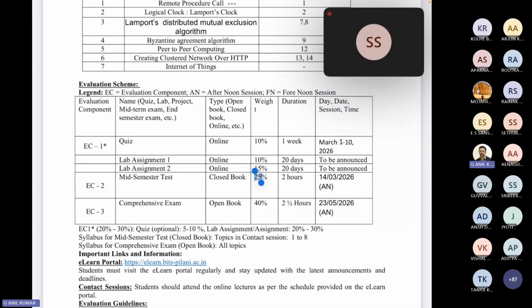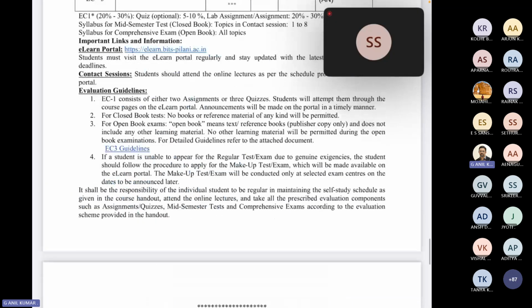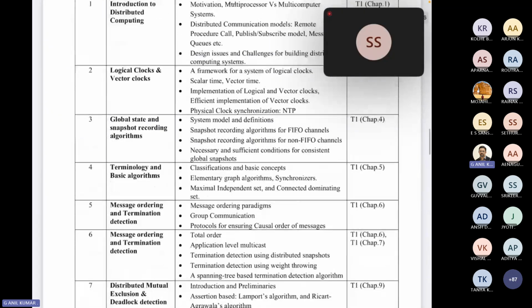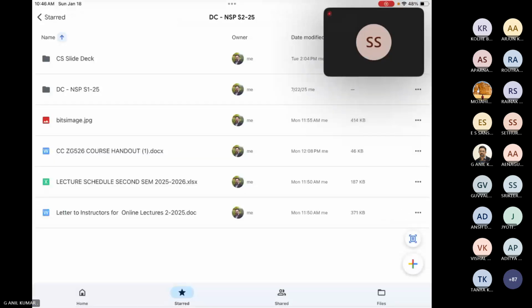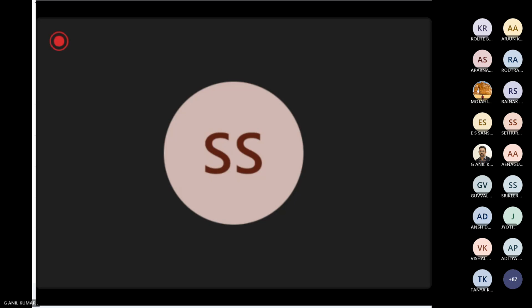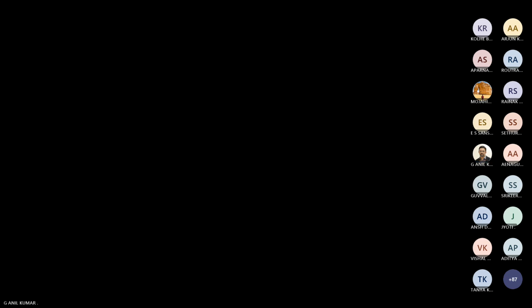It's not like how it is shown in the handout. It needs to be updated, and you'll get the updated handout also. So this is pretty much about the course handout and the course that we are speaking about. Any clarifications? Yes, please.